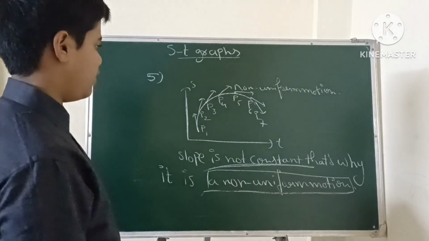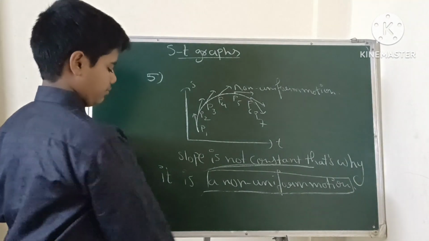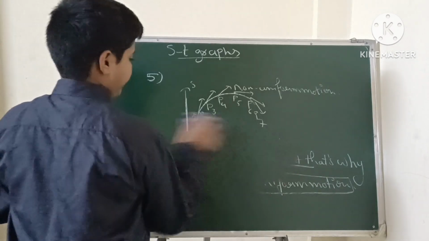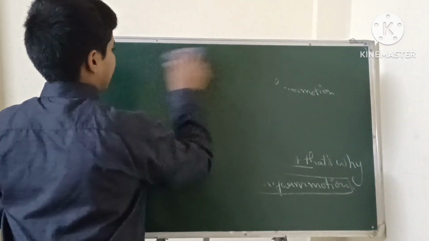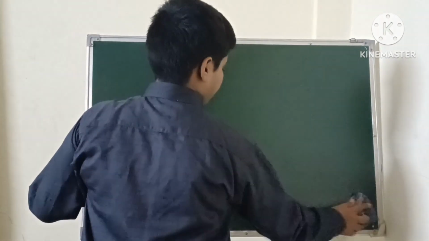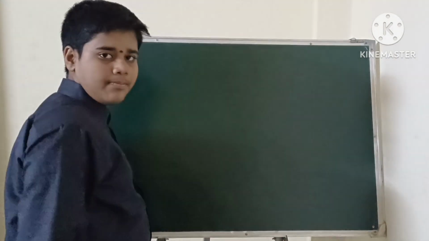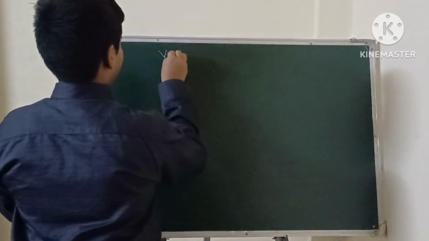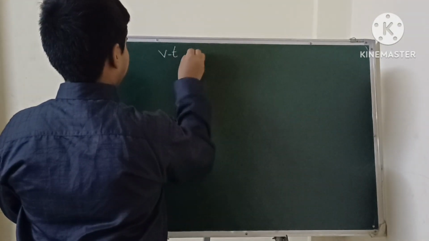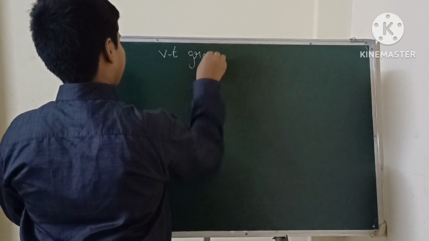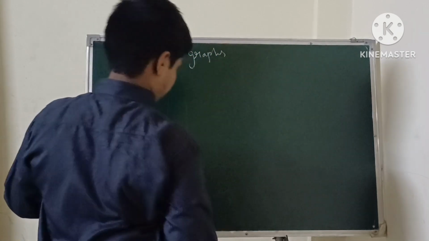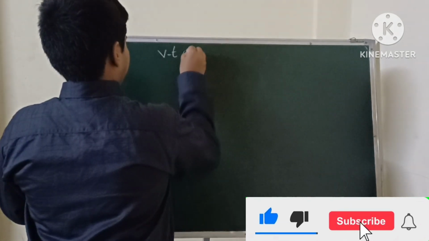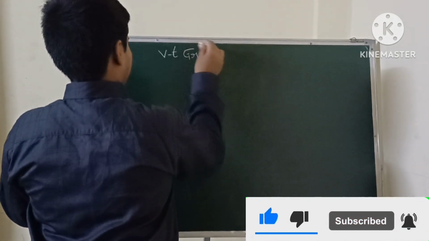So these are the five different graphs in ST graphs. ST graphs are nothing but distance time graphs. Next, velocity time graphs.